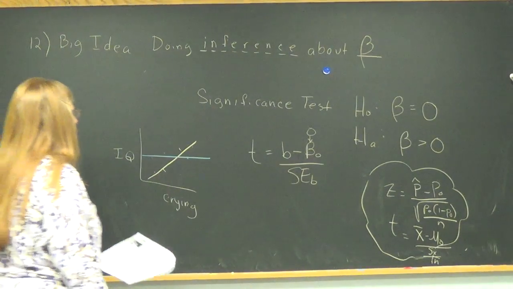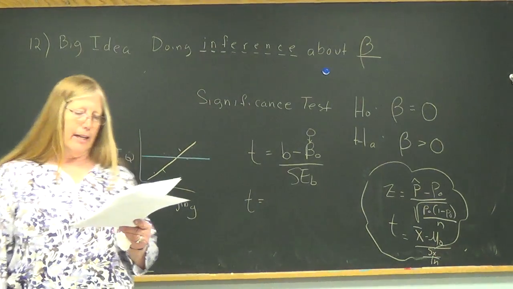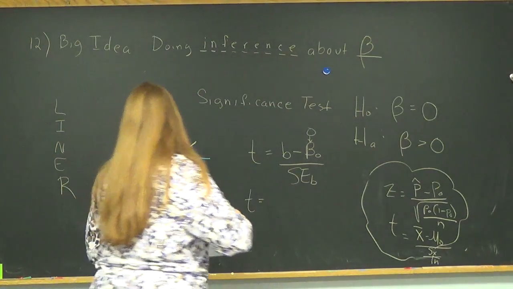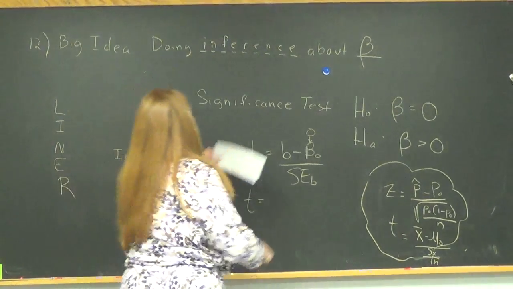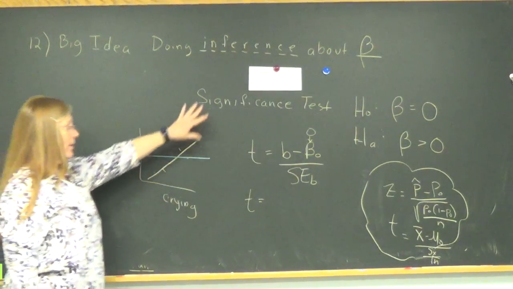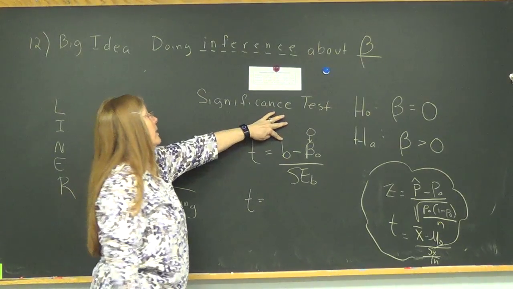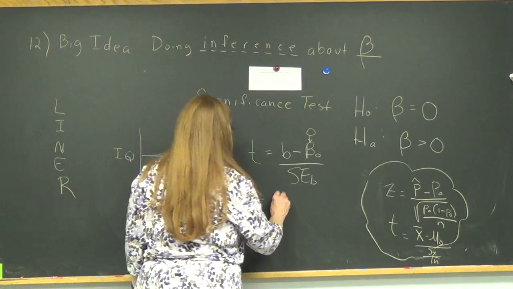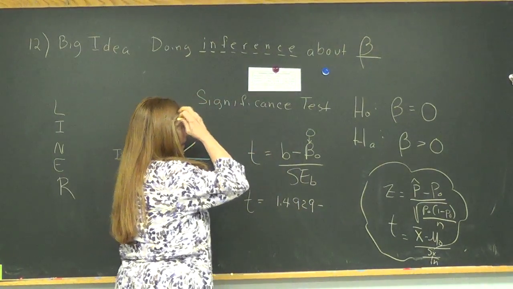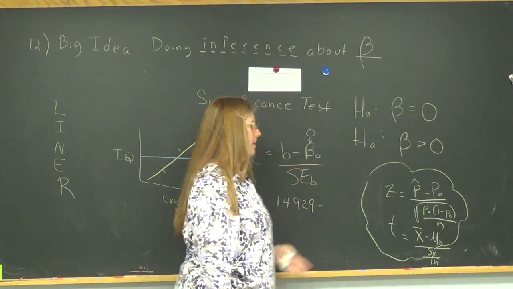All right, for this example, these numbers. Brian, step up and look at the Minitab and find for me, what number on this Minitab points me to the slope of our sample? The number is 1.4929. All right, he's right. And so b naught is what we have up here. If there is a value, we use it, but here we say zero. It's going to be zero for slope.